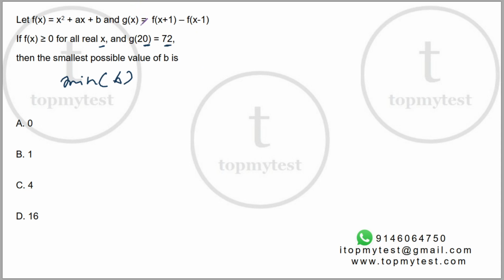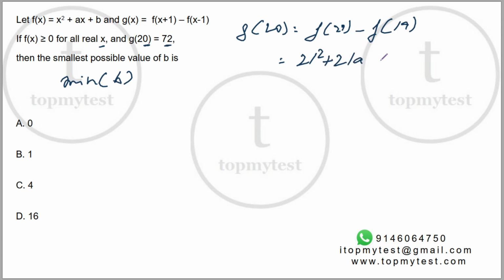Okay, so let's try to figure out what do we have here. Okay, so g of 20 is 72. Now what is g of 20? g of 20 is going to be, if I substitute the value, equal to f of 21 minus f of 19, right? So if I put 21 here, this will be 21 square plus 21a plus b minus 19 square plus 19a plus b. This value is equal to 72. So b will get cancelled.